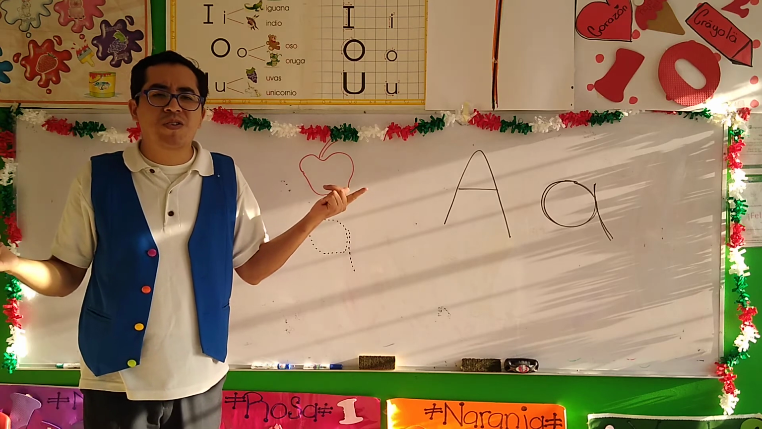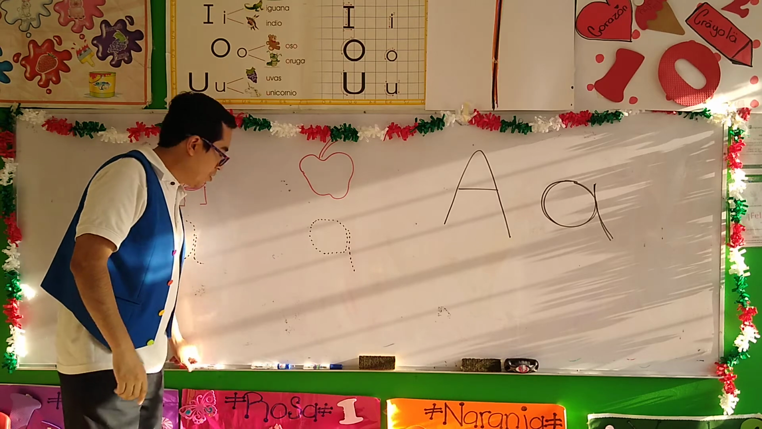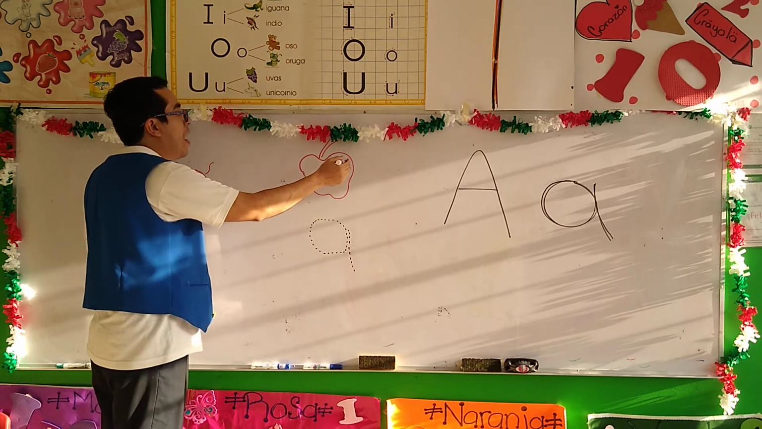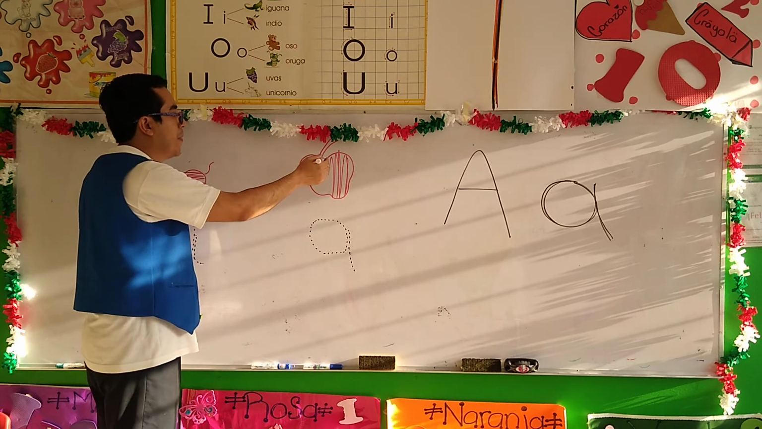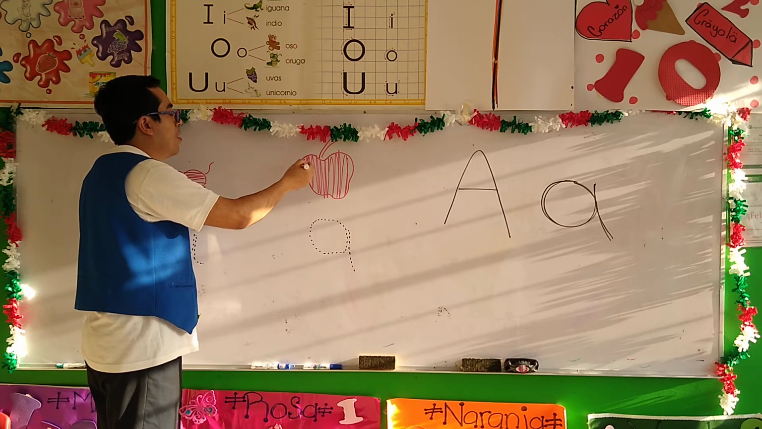Now, the next subject that we have here for today is an apple. And what are the colors of apples? Apples are color red. So once again, with the color red, we start painting the apple. Now, in my case, I'm going to paint it up and down, up and down, up and down.